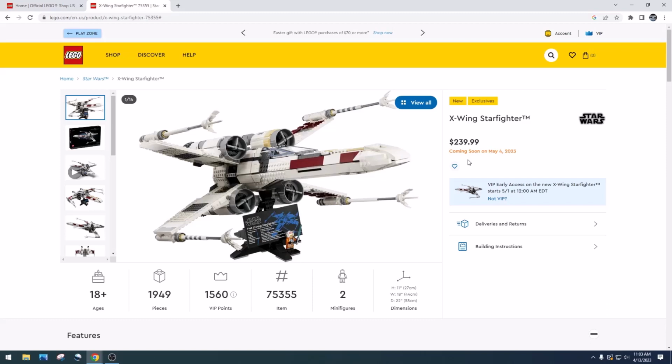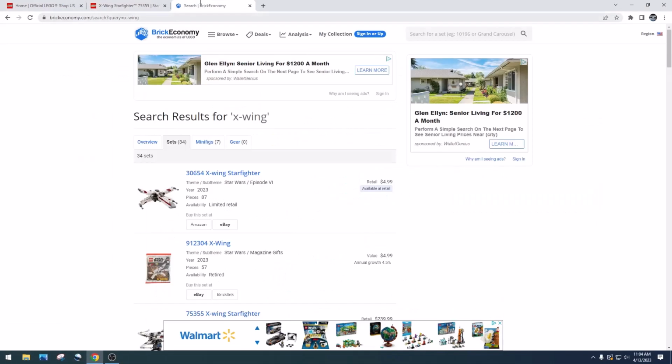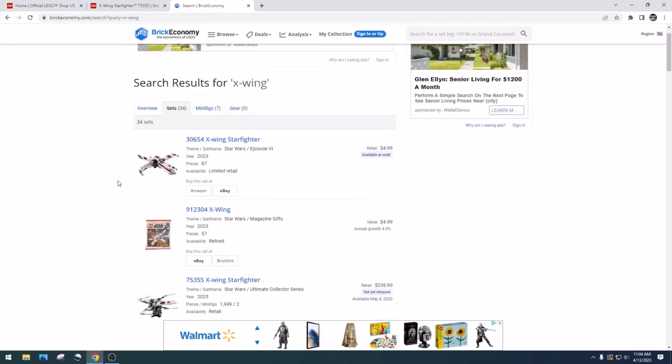And this is what LEGO does to kind of continue to make money. They hit the secondary market because they know things are selling there, and that's something you need to be aware of as an investor. So let's take a quick look at previous sets. If you check out Brick Economy and just type in X-Wing, you'll see there's 34 previous sets. There might be more that aren't included, but this is the easiest way to see it.